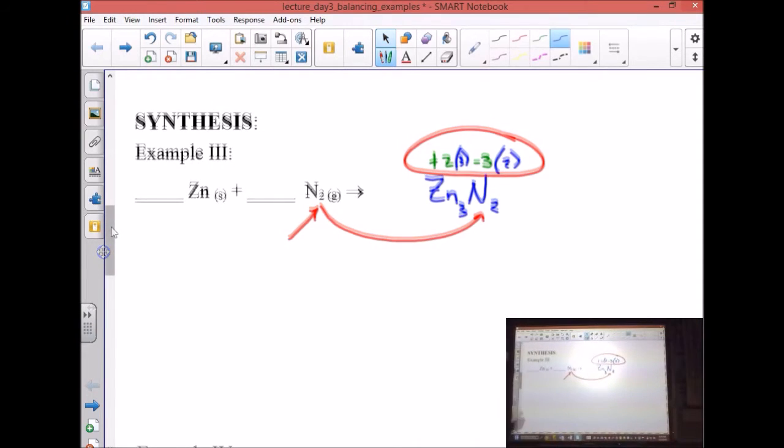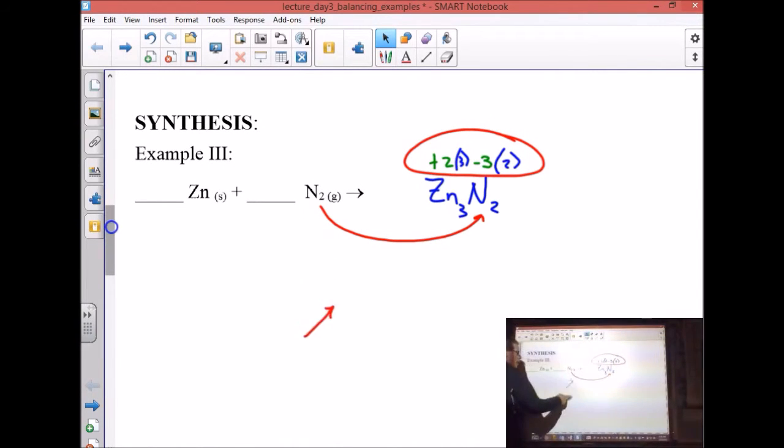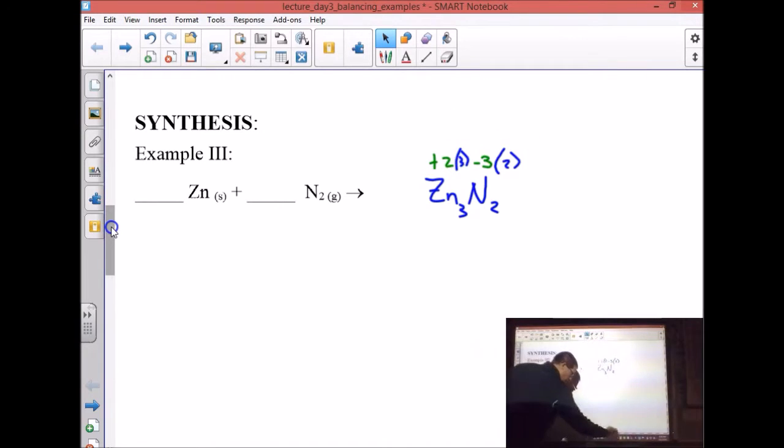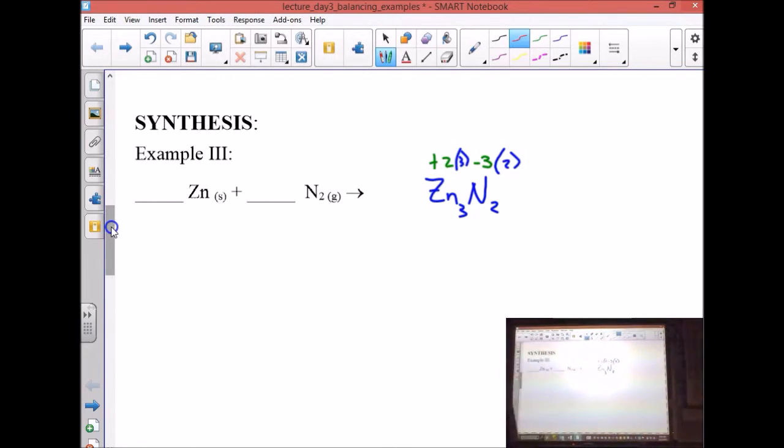I didn't finish it. My bad. Sorry about that. Yeah, let's finish that. Here, let's get that out of it. Yeah, you always have to balance. So, the nitrogen is good, right? Yeah. So, what do I need to do to the zinc? Put a 3. Good call.